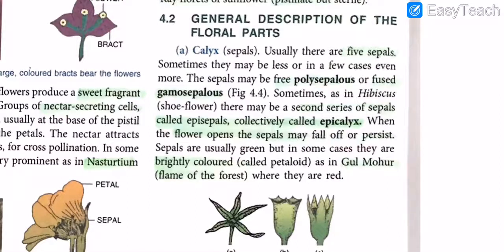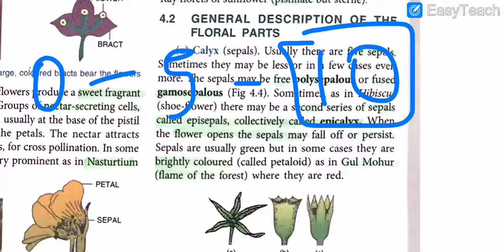Calyx, they're also called the sepals, and usually there are 5 sepals. Sometimes there may be less, or in a few cases even more. So the average number of sepals in a flower is 5. Now this can range 0 to 5 or 5 to 10. 10 is just an estimation. It can be even more. No idea. But 5 is the average number in this case.